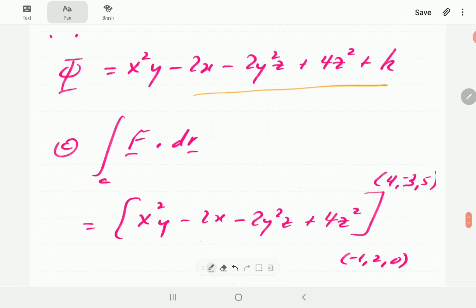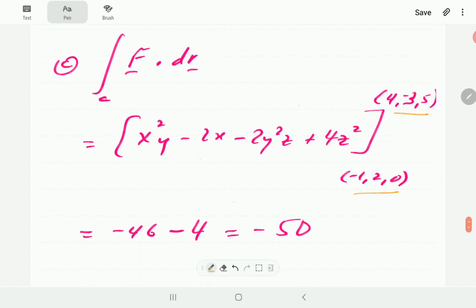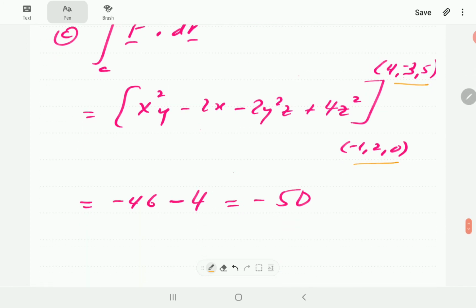And then when it comes to the integral, it's simply going to be the value of phi at the p2 endpoint minus the value of the function at the p1 starting point. And we get that the work done in this case is minus 50.